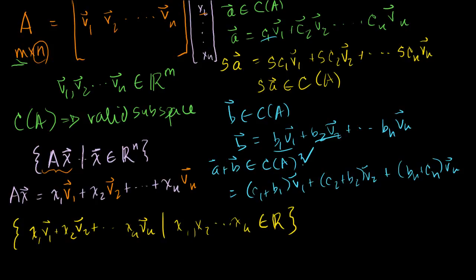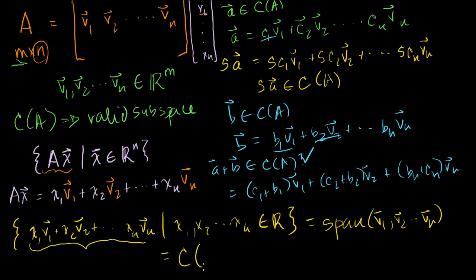When I say that the vector x can be any member of Rn, I'm saying that its components can be any members of the real numbers. So if I just take the set of all the combinations of these column vectors, where their coefficients are members of the real numbers, what am I doing? This is all the possible linear combinations of the column vectors of A. So this is equal to the span of v1, v2, all the way to vn, which is the exact same thing as the column space of A.